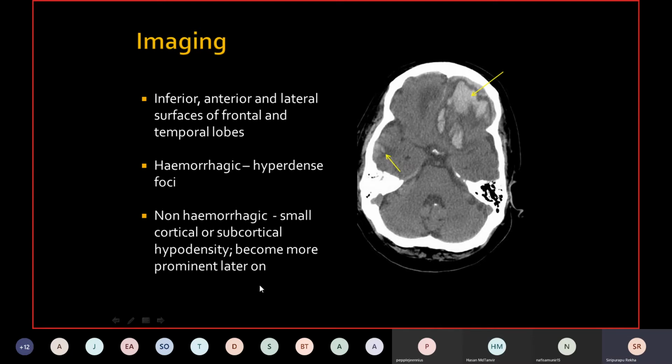Non-hemorrhagic contusions are very difficult to pick up on day 1. But as time goes on, day 2, day 3, once there is edema developing, then we can identify them.